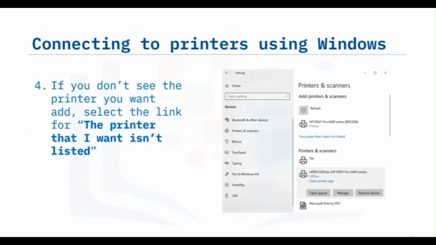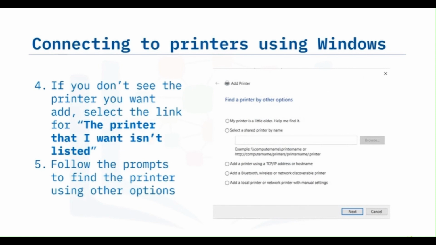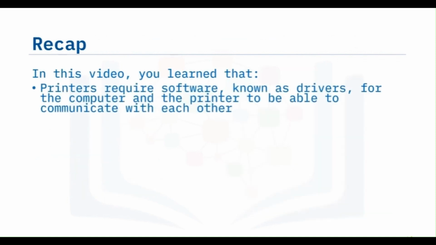If you don't see the printer that you want to add, select the link for the printer that I want isn't listed. This option is beneficial for older style printers and network-connected printers. Follow the prompts to find a printer using other options, including older printers, network printers, Bluetooth printers, or any printer needing a manual connection.